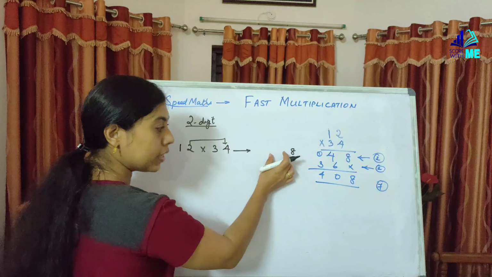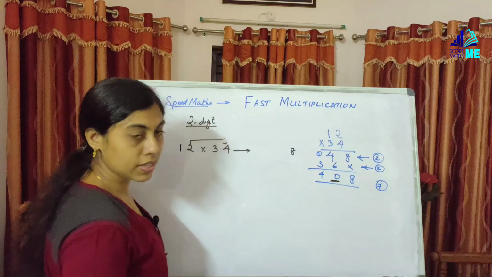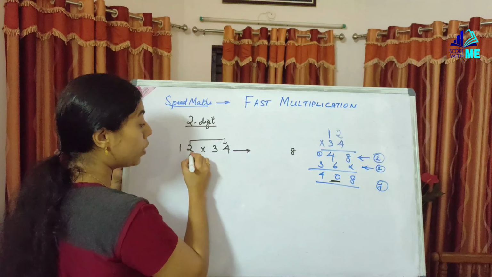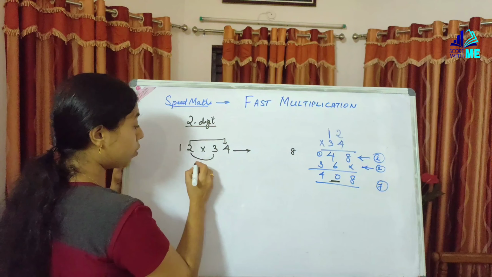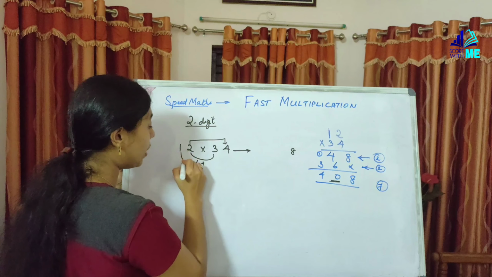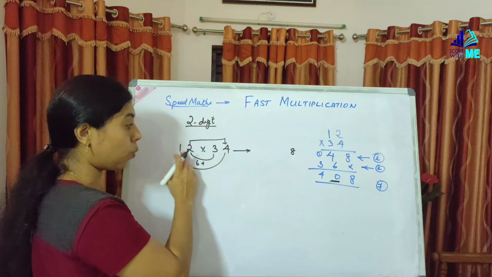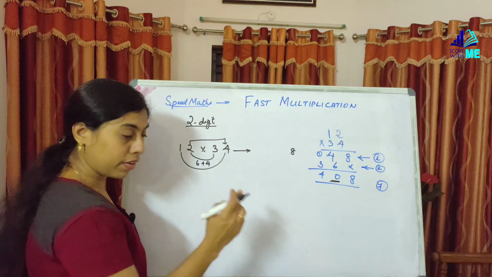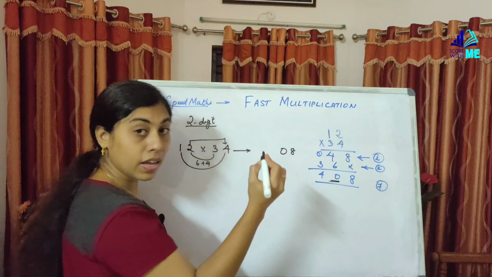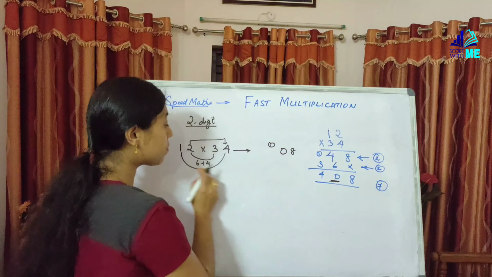Next, we need the center digit, isn't it? So how do we do that? We'll multiply the middle numbers, 3 into 2, 6, and then we'll multiply the extreme numbers as well, 1 into 4, and here we get 4. So 6 plus 4 we have 10, 0 over here, carry 1 comes here.